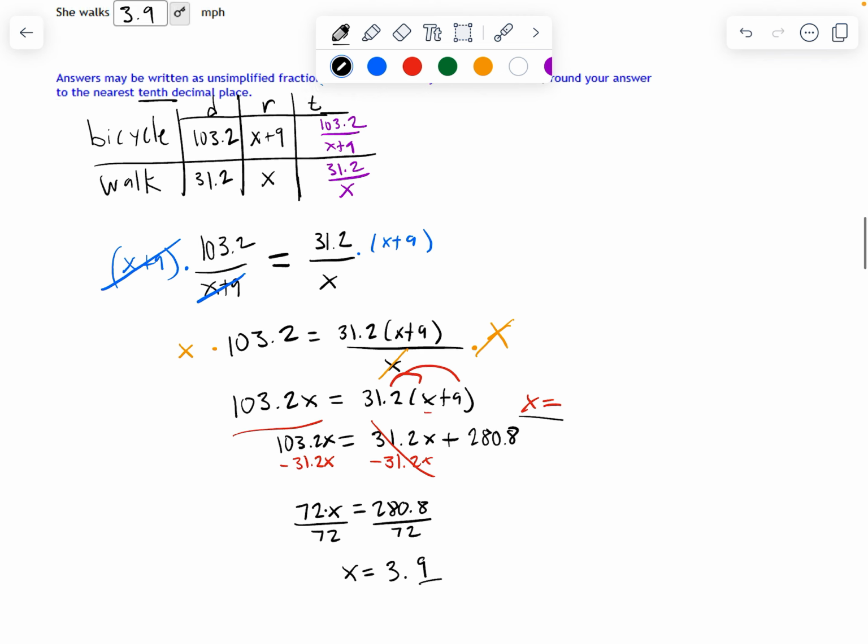So not too shabby. The biggest thing is just making sure you know what is being related and how to get that first equation up.